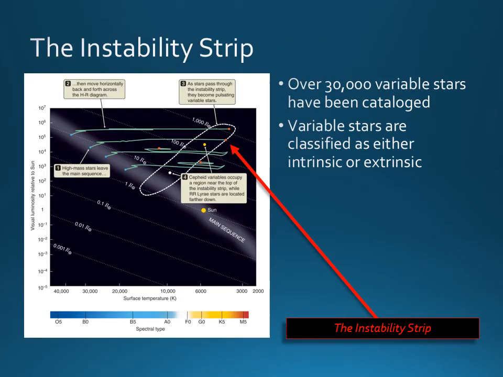The instability strip on the HR diagram is a narrow region above the main sequence which contains many types of variable stars. These variable stars exhibit periodic or pulsating changes in luminosity or irregular fluctuations, much different than the eclipsing variable stars like Algol. Intrinsic variables include pulsations of temperature and size, flares and mass eruptions, and cataclysmic explosions such as novae and supernovae. Over 30,000 variable stars are cataloged and classified as either intrinsic or extrinsic, depending on underlying causes.